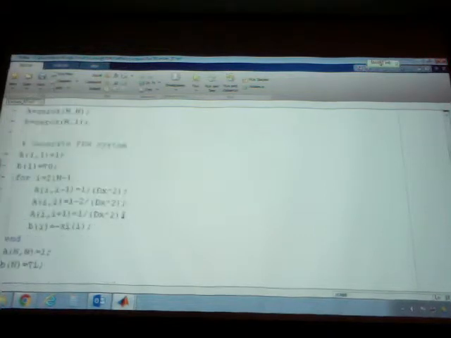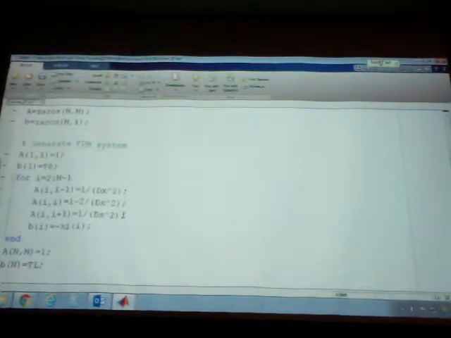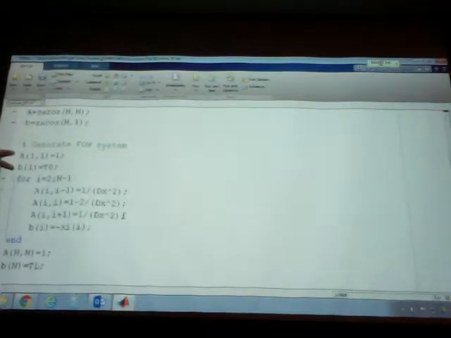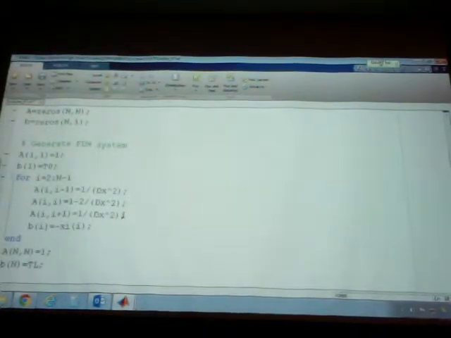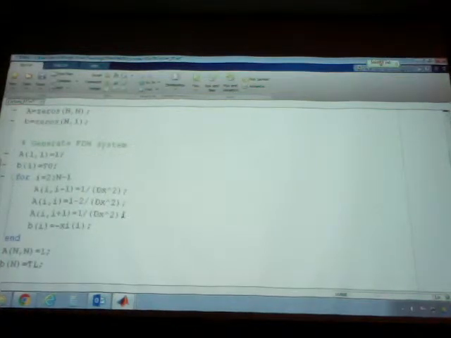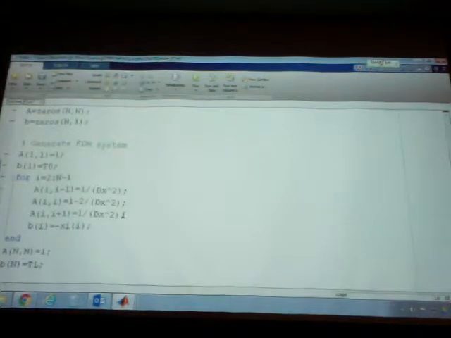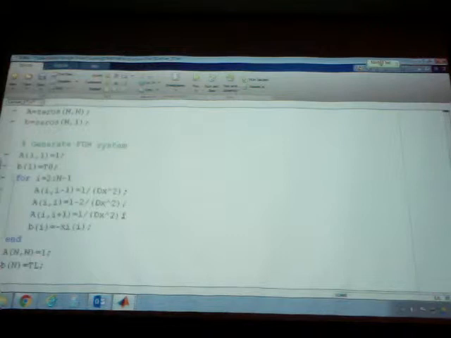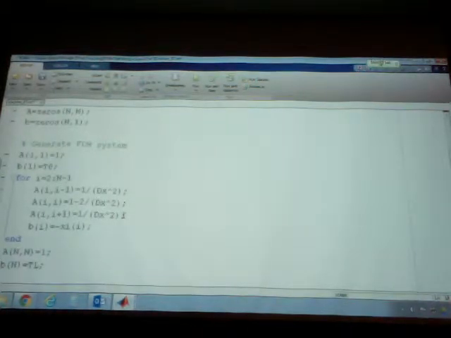So now let's generate the FDM system. And this is exactly the same way as we allocated the coefficients in MathCAD. Filling out the first row. Remember, it's preallocated with zeros, so all we need to do is allocate the ones that are non-zero on that matrix. A11 is equal to 1. B1 is equal to T0. That's basically saying that the first equation is 1 times T1, 0 times T2, 0 times T3, all the way to 0 times Tn is equal to T0. It's an explicit equation for the first T.